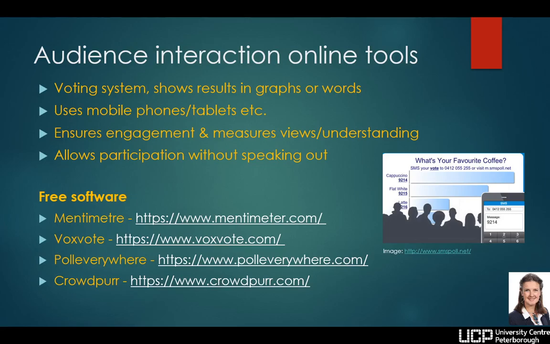Audience participation is going to allow you to ensure that you've got an engaged audience and you're collating their views as you go. There are a number of ways you can do this, but there are some online tools that allow you to do voting systems and that then reveal the results as graphs or words. These are great to use, many of them are free. They use the mobile phone, the tablet or the PC that the individual is working from. And it allows your participants to engage with you without speaking out, as many of them are actually worried about speaking out in front of a group.